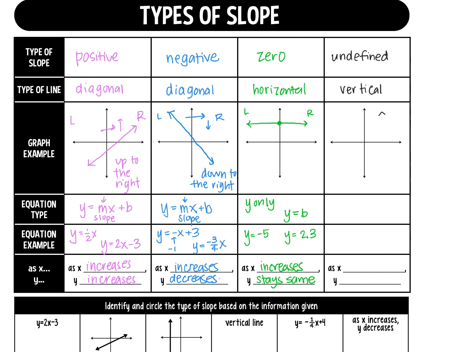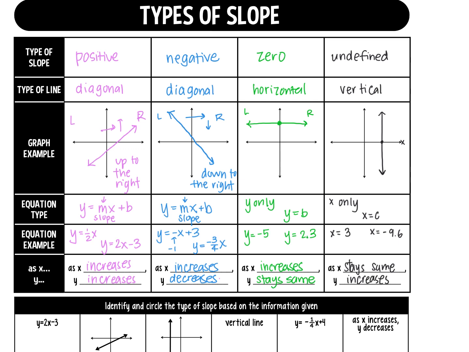So our vertical line doesn't touch the y-axis at all. It only goes up and down, and it does touch our x-axis. This equation is x only. So our equation will be x equals some number, such as x equals positive 3 or x equals negative 9.6. So now x is not increasing at all. x stays the same. And now our y is increasing.